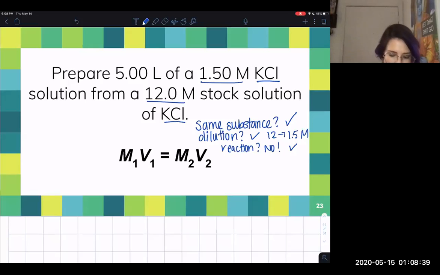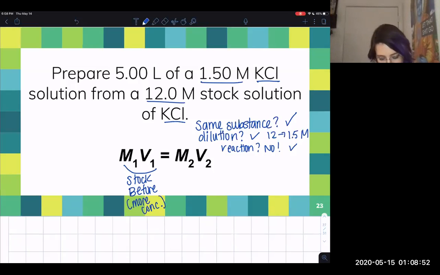Watch this. Use your ones. It doesn't matter if you do it this way or not, but I like to say this is my stock solution. So this is my M1, or before, more concentrated. Usually more concentrated, not always. This is my new solution that I want. Well, this is my V2 because I want 5 liters. This is my M2 because I want 1.5 molar. And I'm going to start with M1.